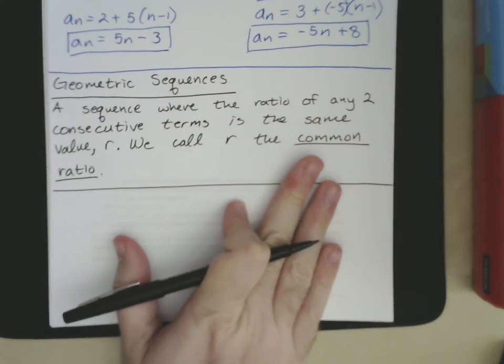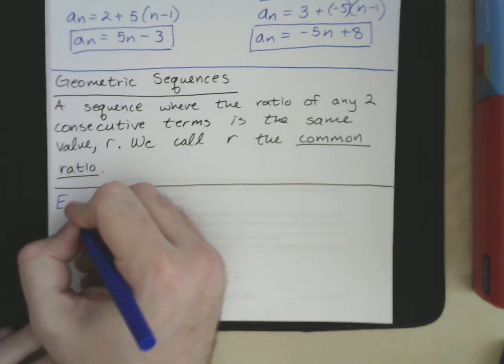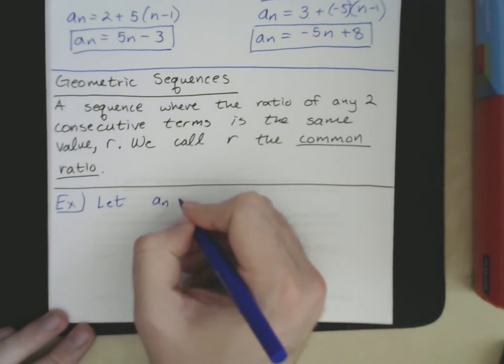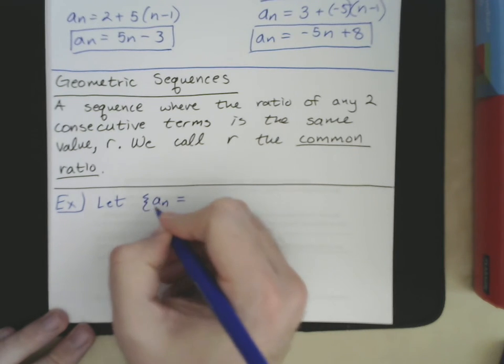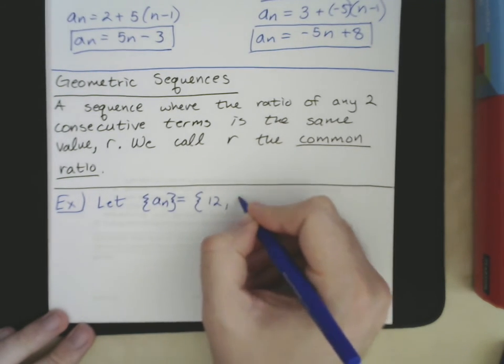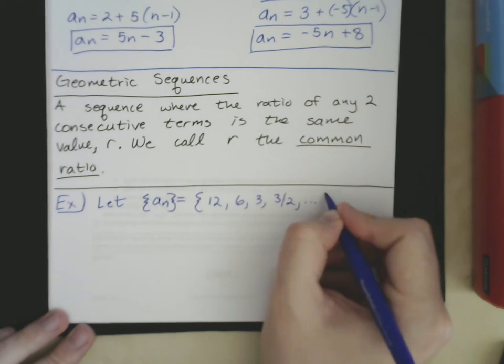So let's look at a little example like we did before for arithmetic sequences. So let a sub n equal the sequence 12, 6, 3, 3 halves, etc.